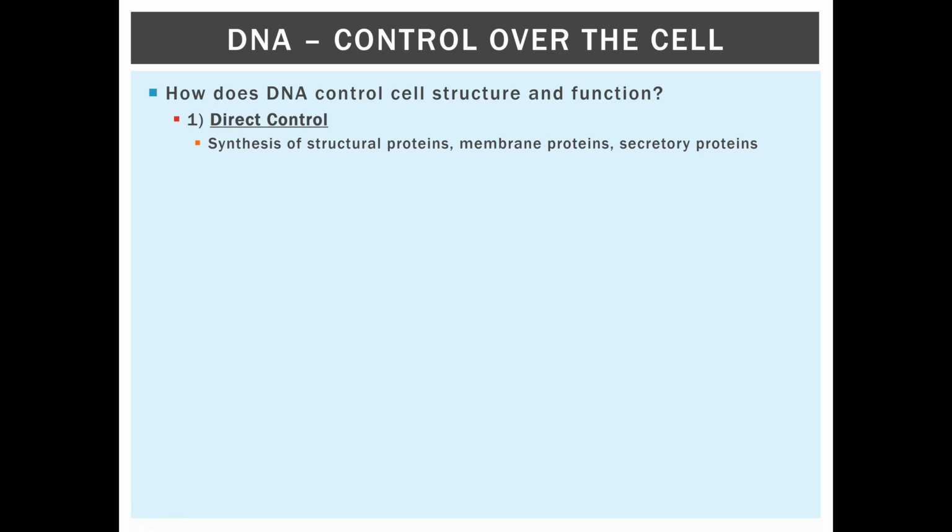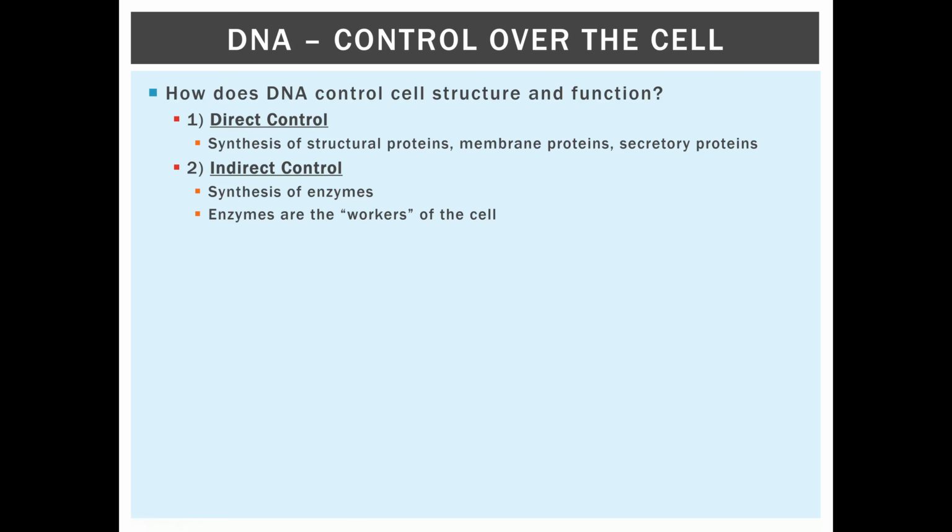So it's making the proteins that, say, for example, form the cytoskeleton. It's making the proteins that are inserted into the membrane. So remember those integral and peripheral proteins. And it's making proteins like the secretory proteins, like the insulin I mentioned, that gets secreted to the outside of the cell. But there is also a lot of indirect control. The DNA also has the instructions for making enzymes.